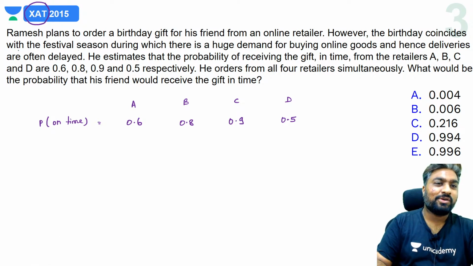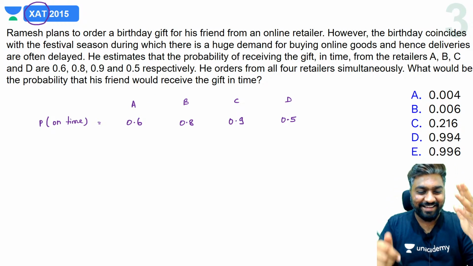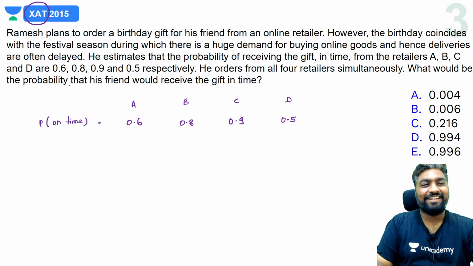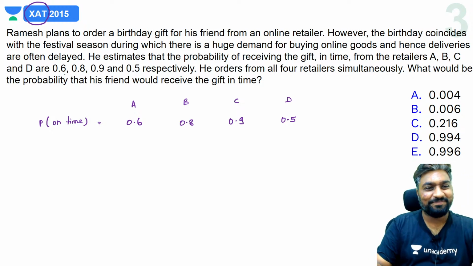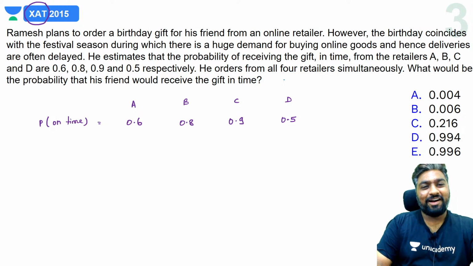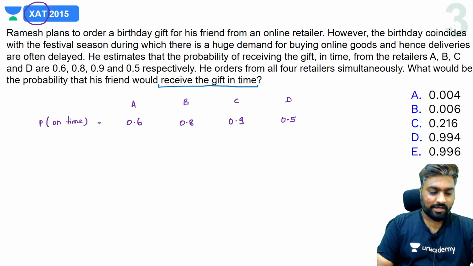Nobody does this for a friend. He orders from all 4 retailers simultaneously. They're asking what would be the probability that his friend would receive the gift in time. Yes, that's correct, Gaurav.